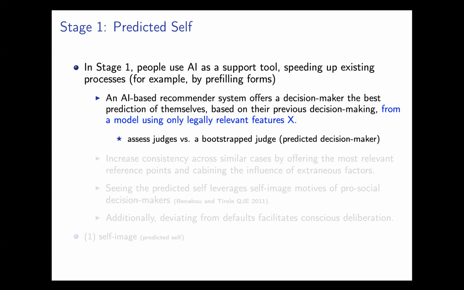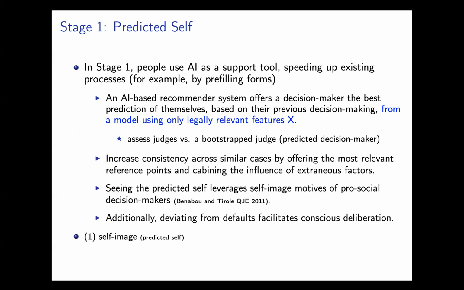In addition, this default helps increase consistency across similar cases by giving the judges the most relevant reference points, cabining the influence of these extraneous W's. Seeing the predicted self can also leverage self-image motives of pro-social decision makers. And in addition, deviating from the default facilitates more type 2 conscious deliberation. So in stage one, we lean into the self-image motives of a judge.